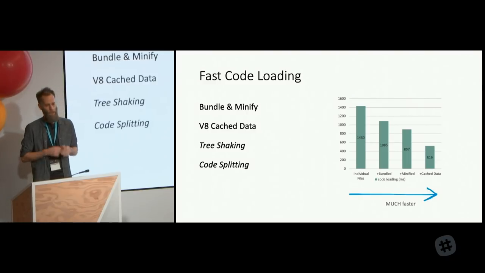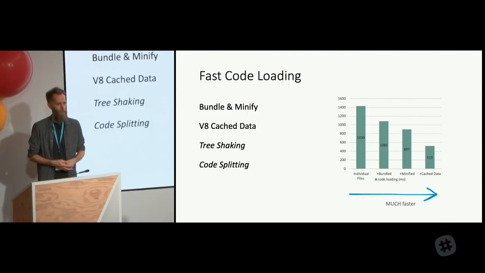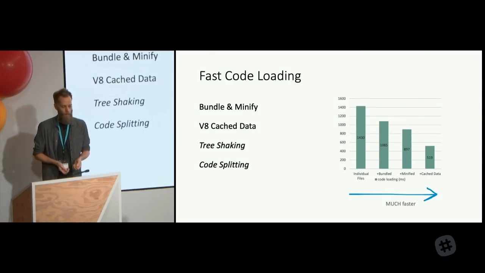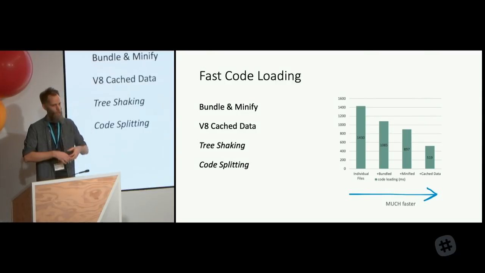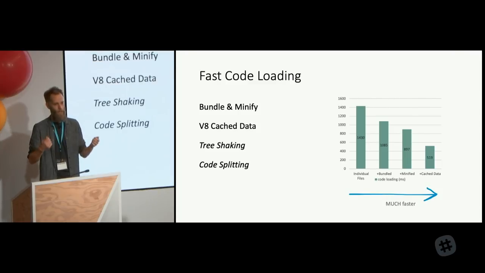So fast code loading is the golden hammer of performance. That's where you should spend most of the time. There's the biggest gain. But there's more. Once you're done with fast code loading, or once you're done with measuring and identifying the real big issues in your code, then you're getting into a phase which requires diligence, where you can shave off 10 milliseconds here, 20 milliseconds there.